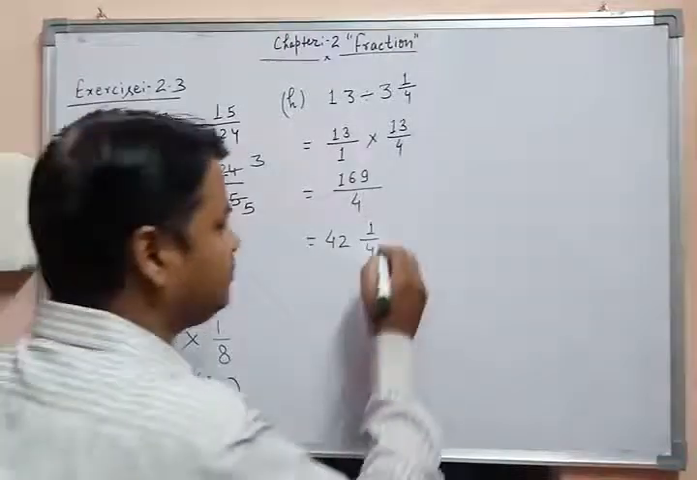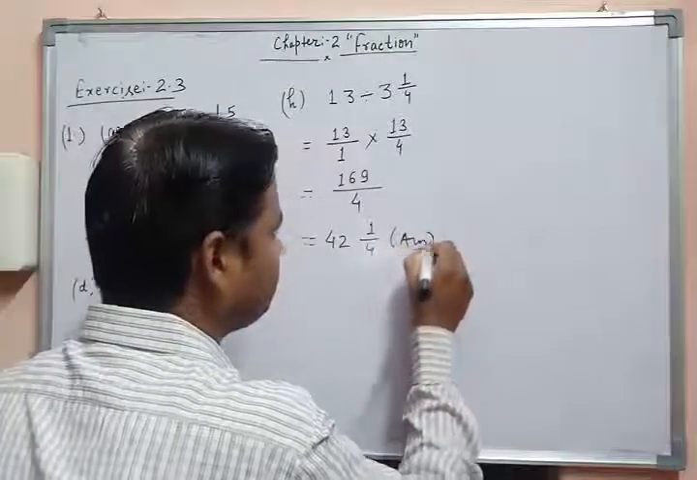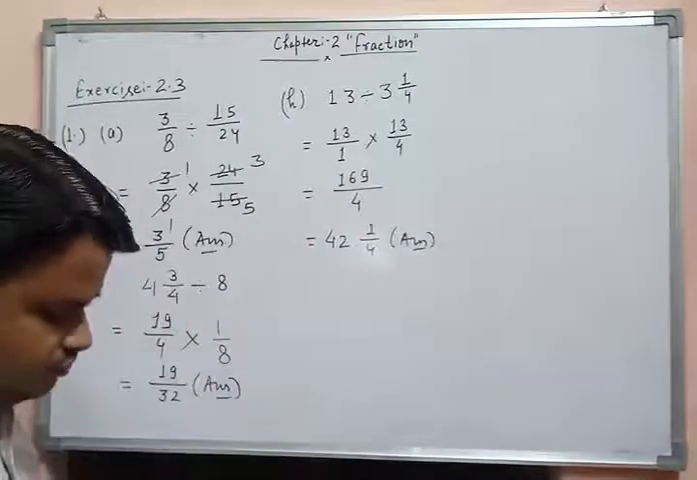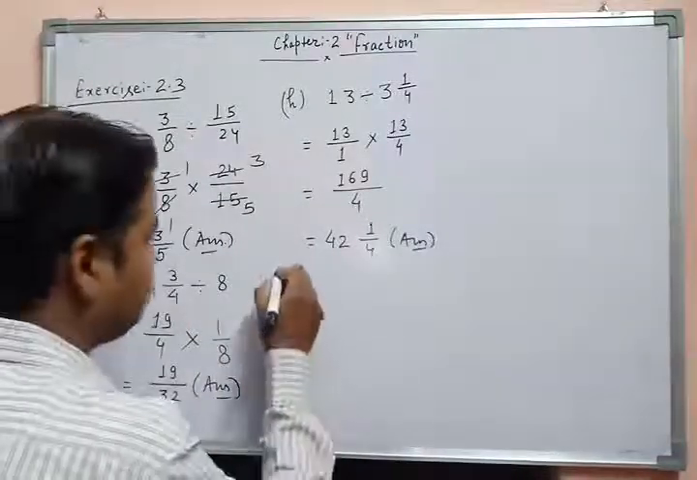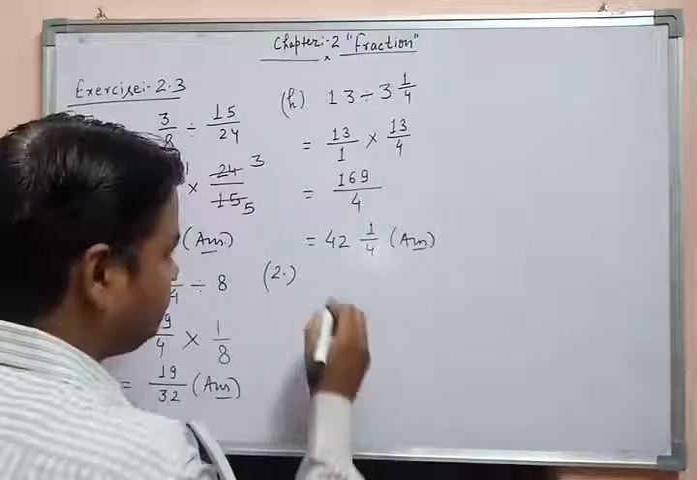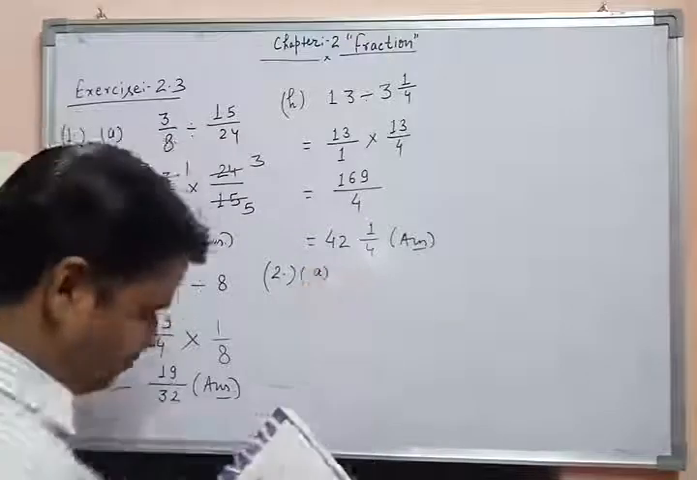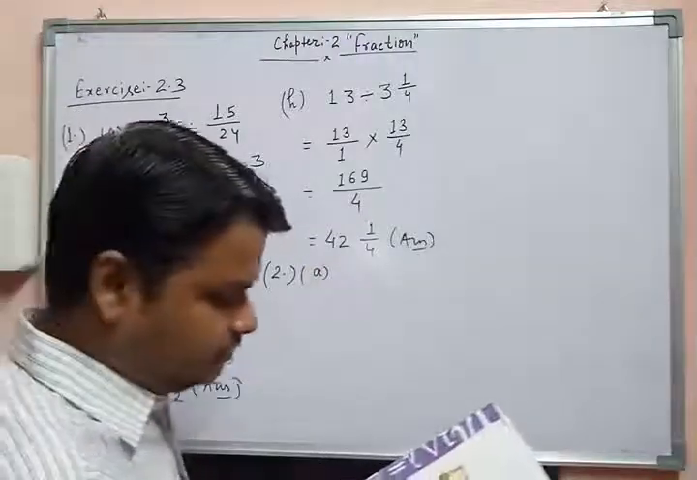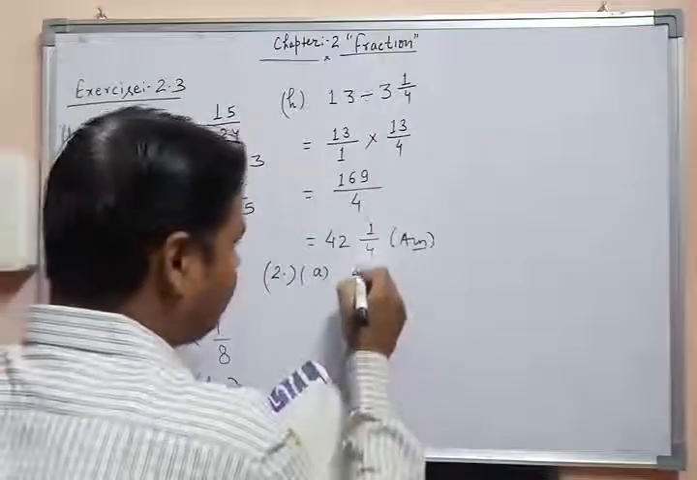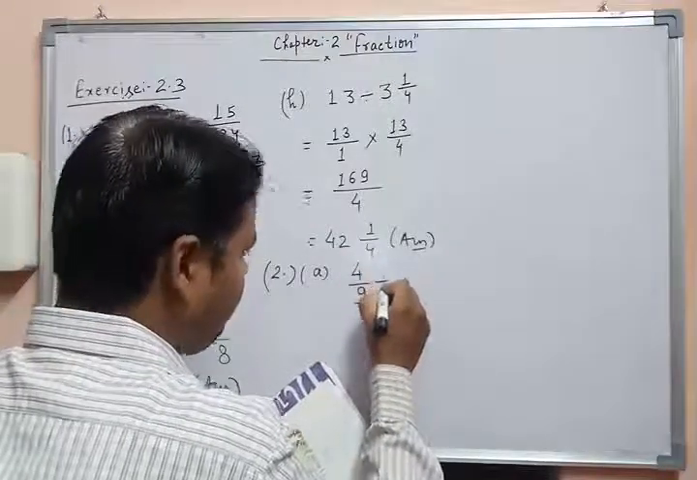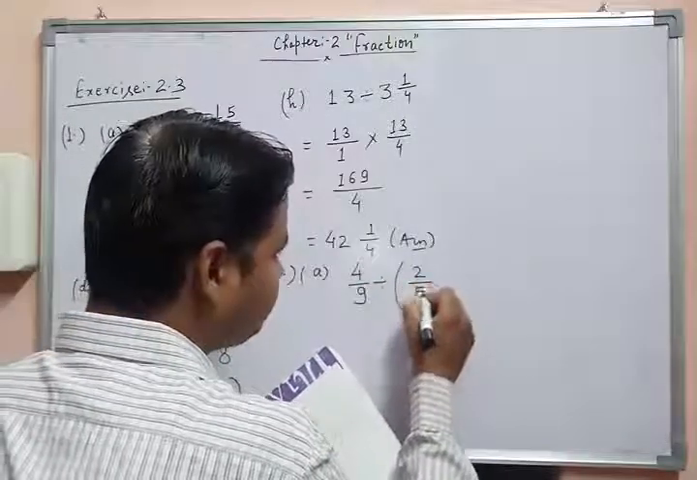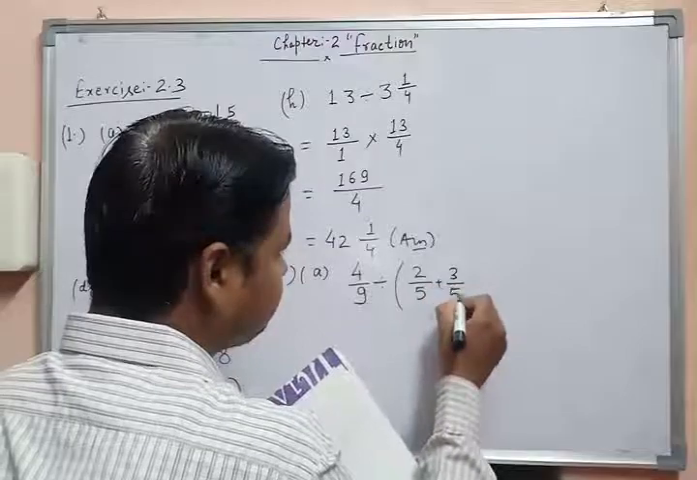Now we are moving to our next type of question. Question number 2 is simplify the following. In this type of question, there are also different types of examples of division of fractions. 4 upon 9 divided by the bracket 2 upon 5 plus 3 upon 5.